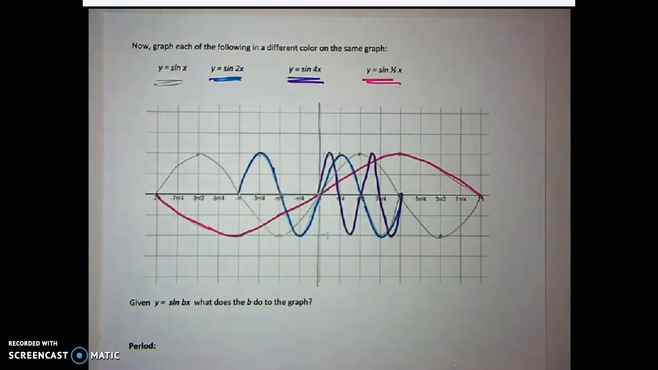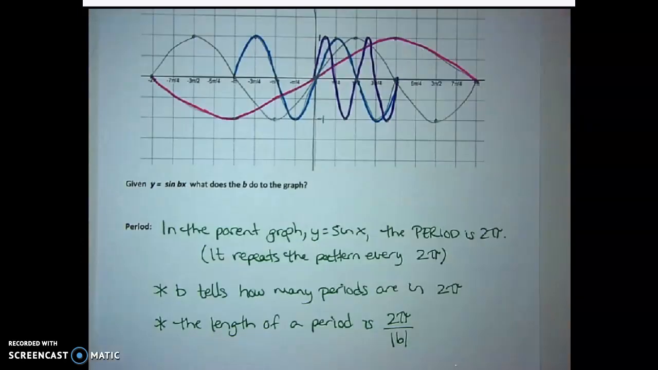So try to pause the video and take a look and see what that b does to the graph. Well, in the parent graph, y equals the sine of x, the period is 2 pi. In other words, it repeats itself every 2 pi. So b is going to tell how many periods there are in 2 pi. So if you look at that purple graph, if we were to extend that, there would be 4 sine periods in 2 pi. If you look at the blue one, there would be 2 of them. The way you find the length of the period, therefore, is 2 pi divided by b. And that will tell you the length of one period.